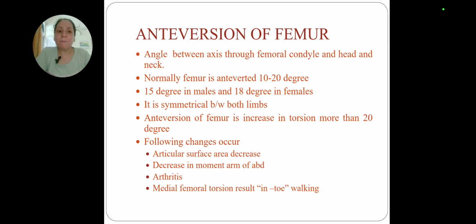Now there are certain changes which happen with this. If anteversion is there, then the articular surface area reduces. There is a decrease in the movement arm of the abductors. There is arthritis, and there will be medial femoral torsion and in-toe walking takes place. These changes are similar to the changes which we have seen in coxa valga. The articular surface has decreased, there is a decrease in the movement arm of the abductor group of muscles, resulting in an increase in the joint compressional forces, which results in arthritis or degenerative changes of the hip. But another thing which is added over here is that the anteversion brings about a medial femoral torsion, which results in in-toe walking.